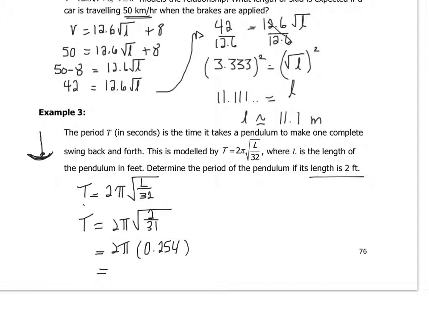And most calculators have a pi button. If yours doesn't have a pi button, I guess you can approximate pi with 3.14. And this is giving me 1.5959, and so on. So that would be approximately 1.6 seconds, because t is time in seconds.